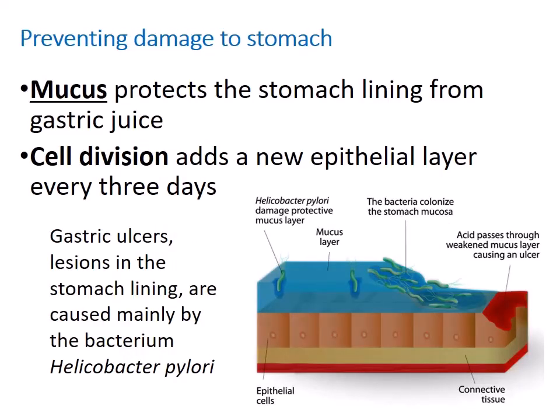So we need to protect the stomach from damage. So mucus helps protect the stomach from the damaging gastric juices. Also, the stomach cells divide really rapidly. We get a whole new layer in our stomach every 3 days. However, we can have problems.